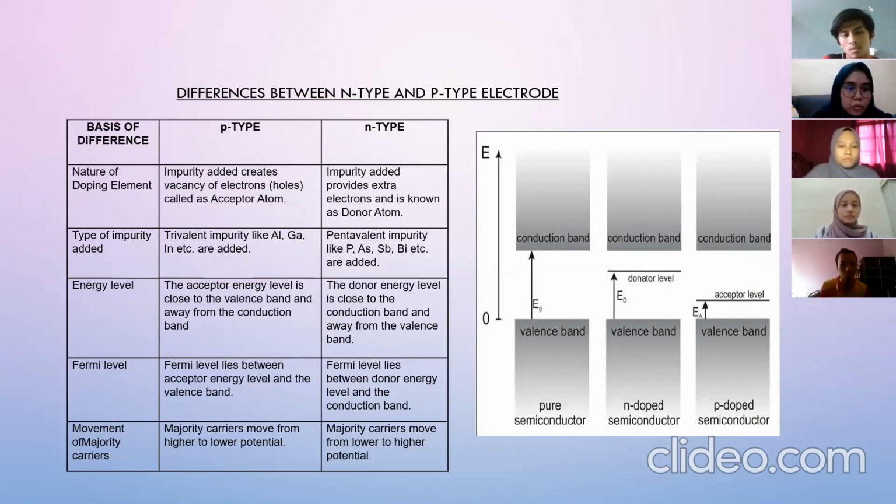And lastly, for the movement of majority carriers, for the p-type, the movement of the electrons is carried from the higher to lower potential. For the n-type, it will carry from lower to higher potential.